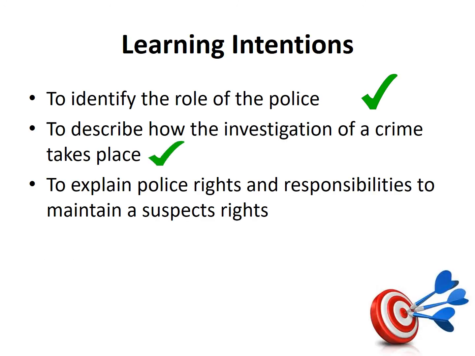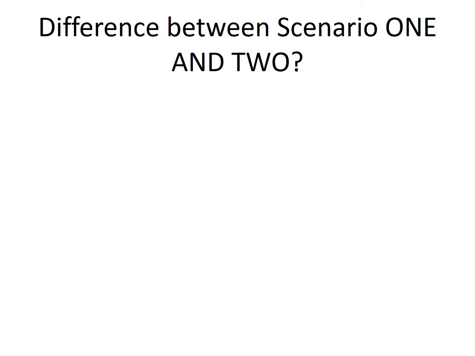So we should now know the following two: to identify the role of the police and to describe how the investigation of a crime takes place. And what we're going to look at lastly today is to explain police rights and responsibilities to maintain a suspect's rights. So we're going to have two scenarios here, scenario 1 and scenario 2. We'll look over these and discuss the difference between the two scenarios.